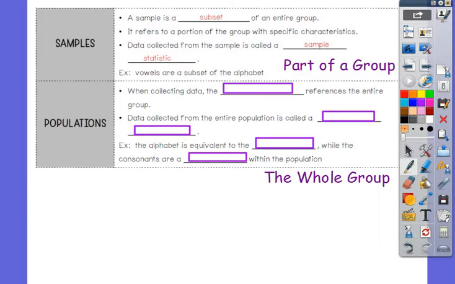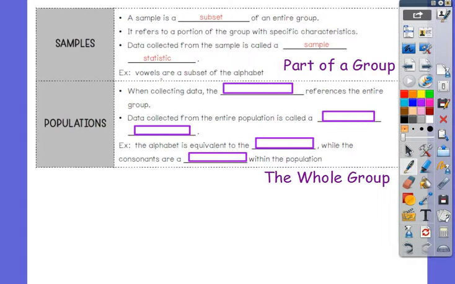An example of a sample is the vowels in the whole alphabet. The whole alphabet would be the population. The sample could be the vowels. What else could be a sample of the alphabet? What are those other letters called? Consonants are a sub-sample of the alphabet. Anybody have any other examples of a sample?